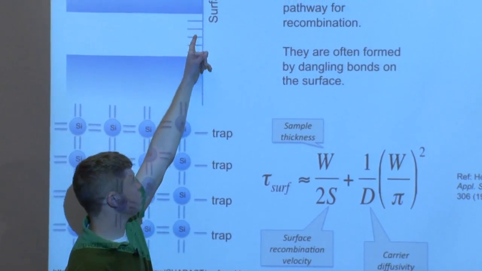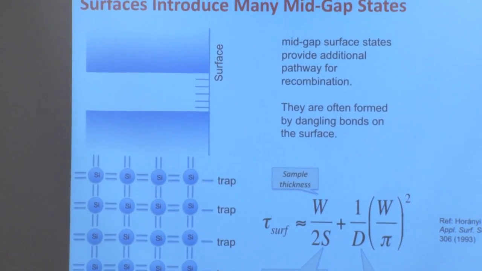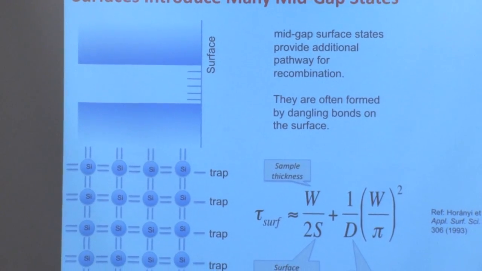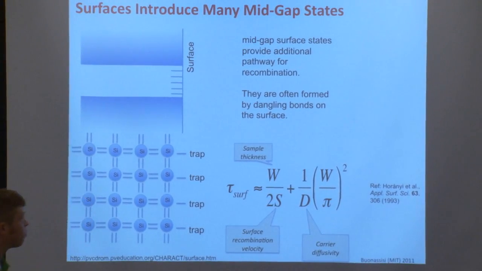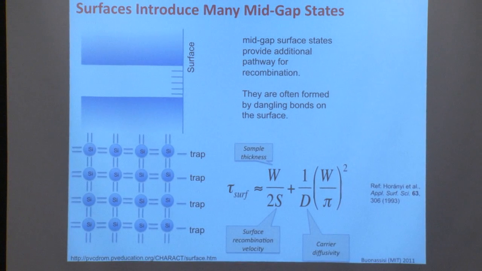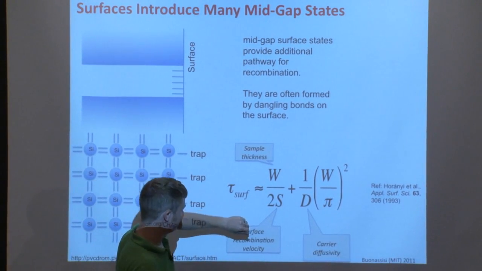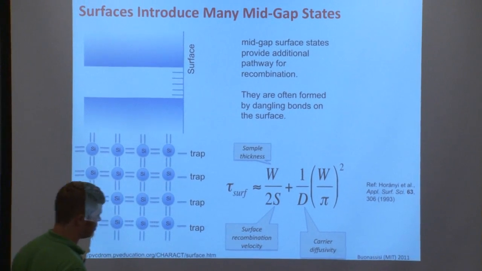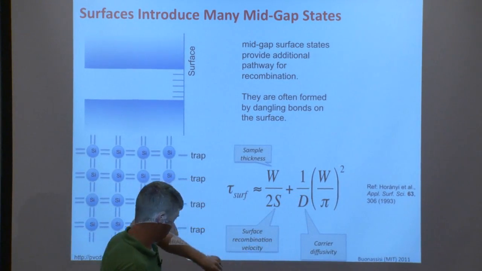And so you can see that it actually introduces a whole ton of levels within the band gap that can provide Shockley-Read-Hall recombination pathways for your carriers. And so surfaces are incredibly important. And the way we tend to think of it, and this is a concept that might be difficult to grasp at first, is that it scales with 2 things. There's 2 things going on.